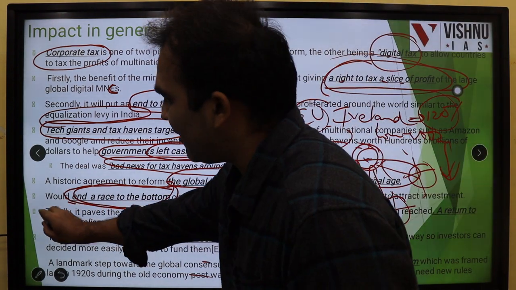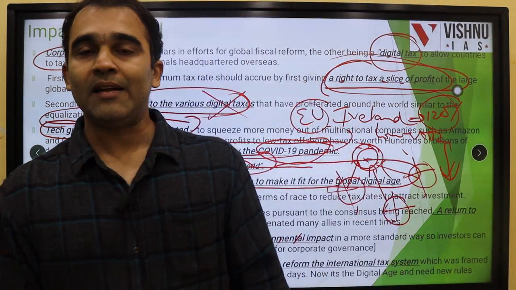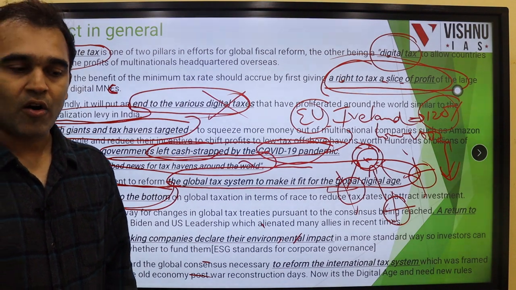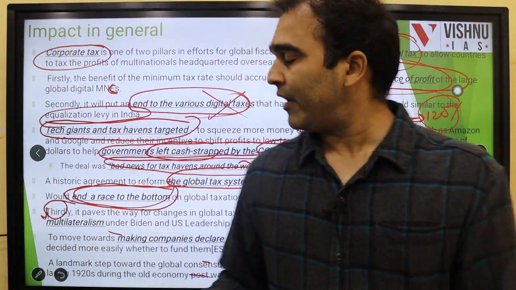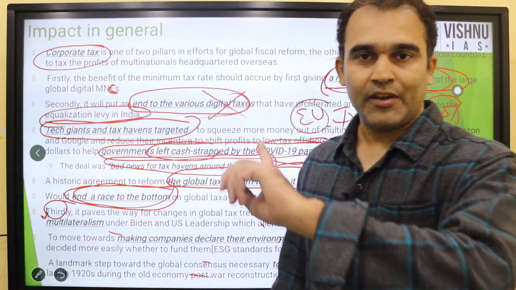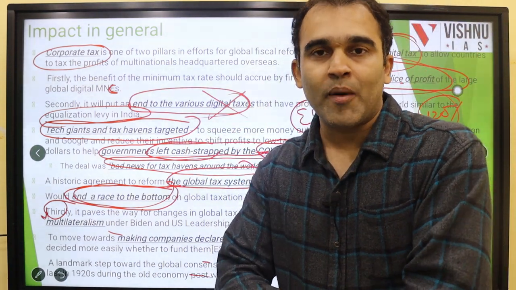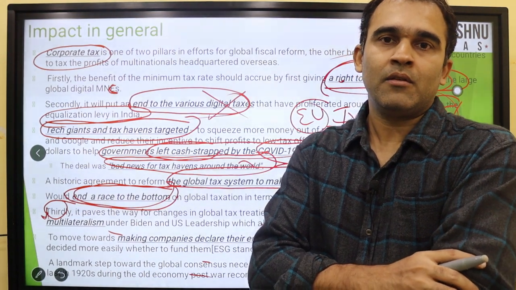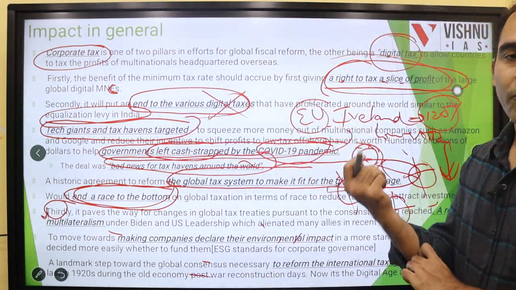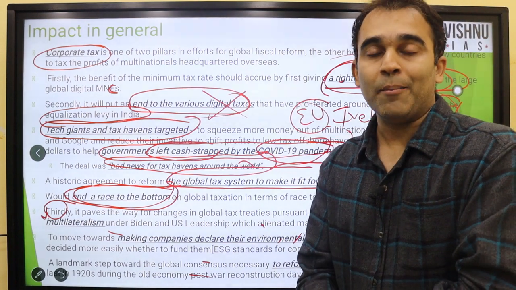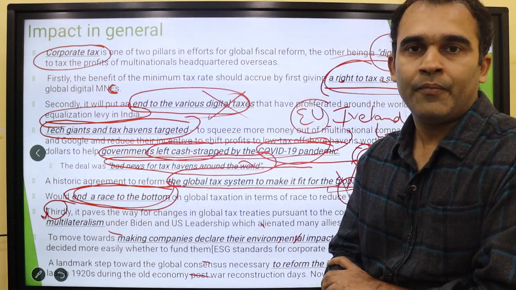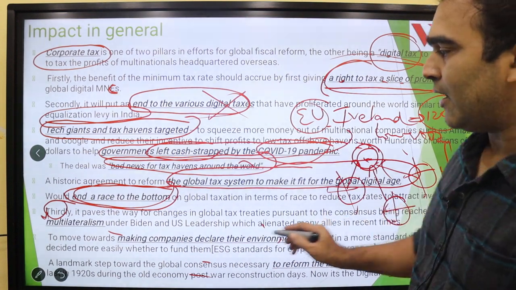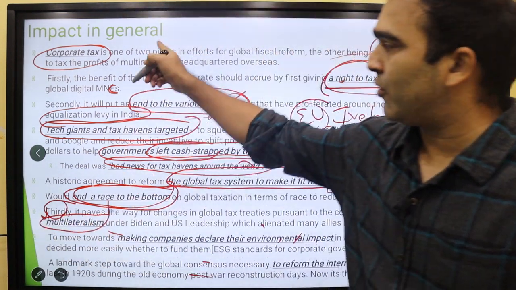Then, most importantly, it is the rise of multilateralism. Why? Because the US is at center stage now. In an era of declining globalization, the rise of the US in making this agreement possible is also a matter of hope for the world economy. So a return to multilateralism is another impact of this agreement.